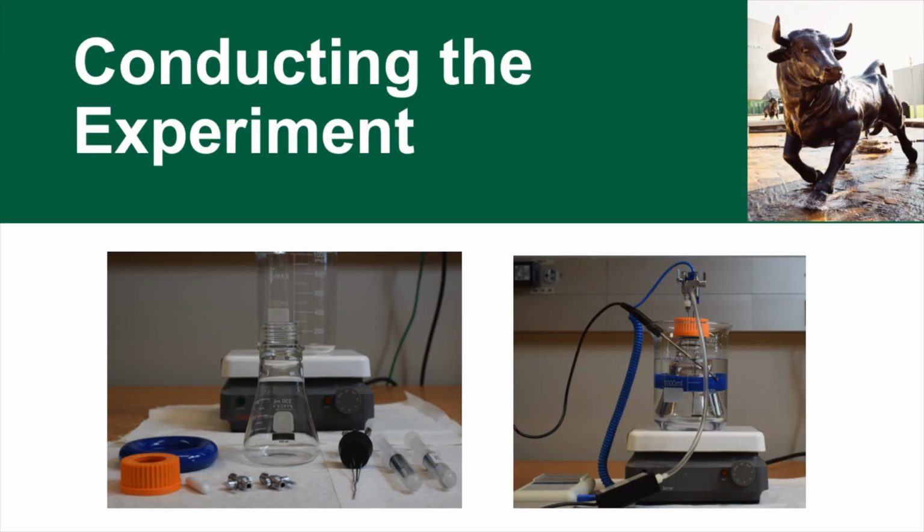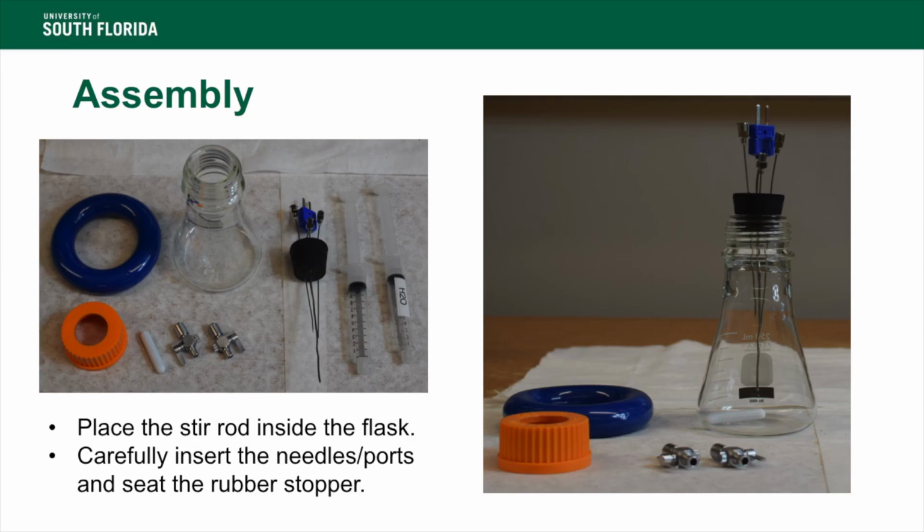To conduct this experiment, follow the steps as outlined in the lab guide. First, the system needs to be assembled from clean and dry parts. Remember to place the stir bar before sealing the vessel with the rubber stopper. Special care should be taken when handling the rubber stopper assembly due to the sharp needles.